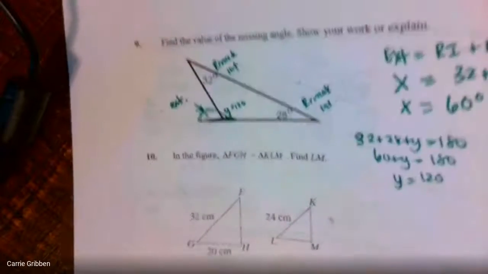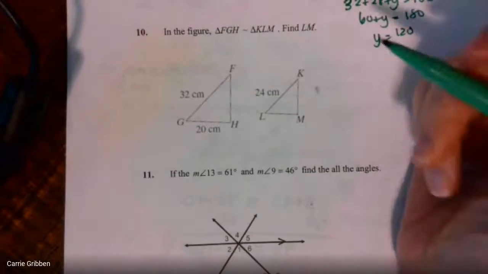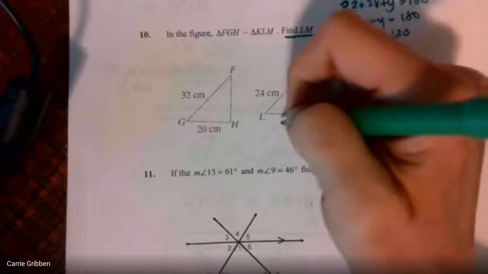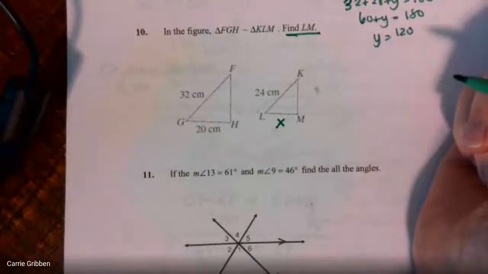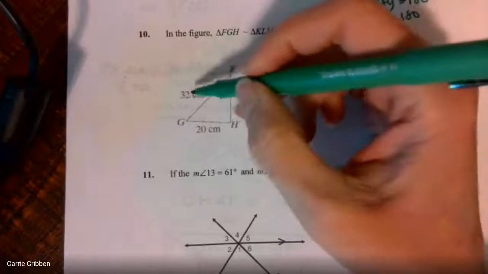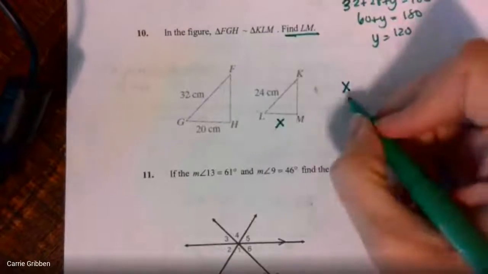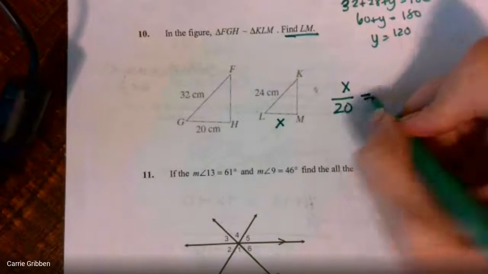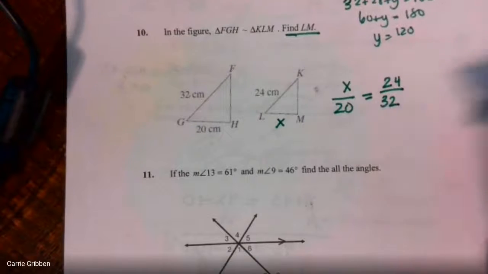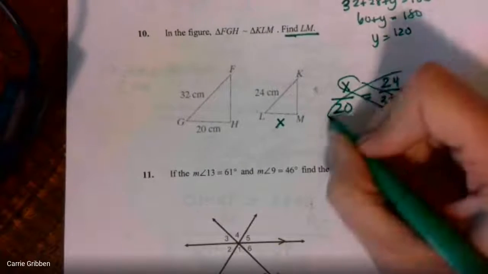Okay, on this one, little similarity question. It wants to know LM. Okay, so there's two ways to do this, of course. So LM is this one at the bottom. For me, I'm kind of a proportion fan. I like to say, all right, I'll make a proportion. So I'll say x is in the same position as 20 on the other triangle, the same way that 24 is in the same position as 32. So then I would probably use cross multiplying to answer this question.